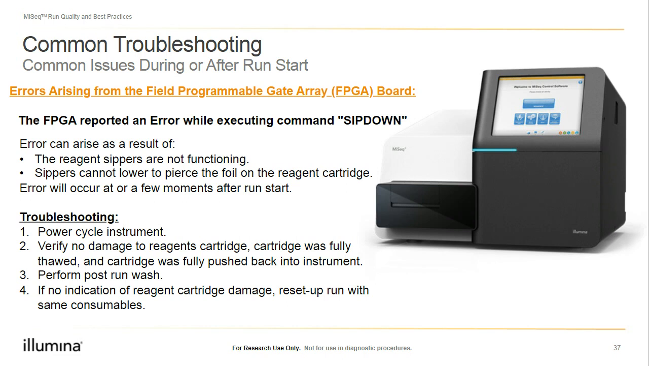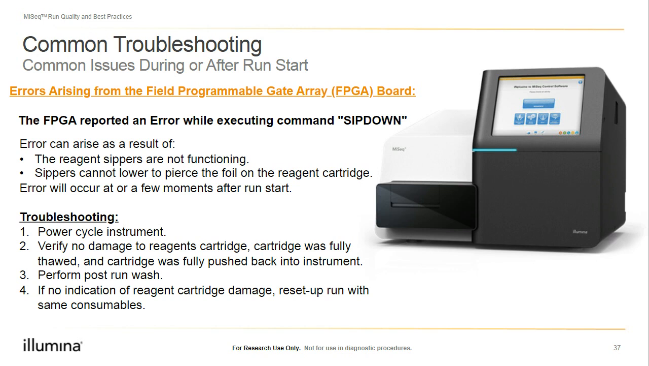To begin troubleshooting, we can start by power cycling the instrument. Once reinitialized, we'll want to inspect the reagent cartridge to verify there's no evidence of damage, such as scouring or scratching. We also want to ensure the cartridge was fully thawed and the cartridge was pushed back into the instrument. It's also worth noting if the foils are pierced or not for your reagent position.